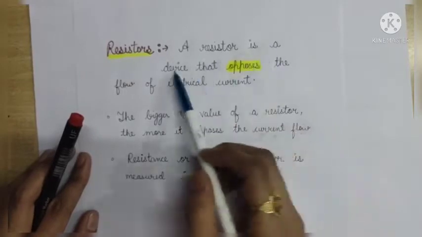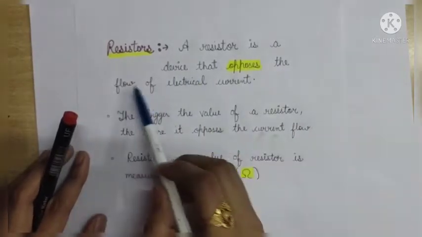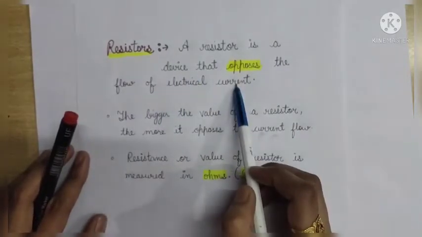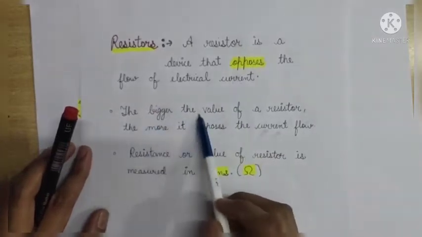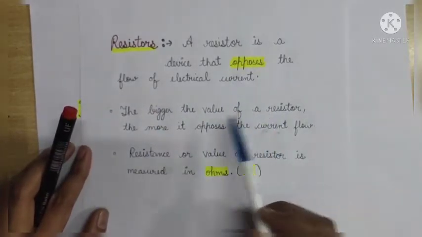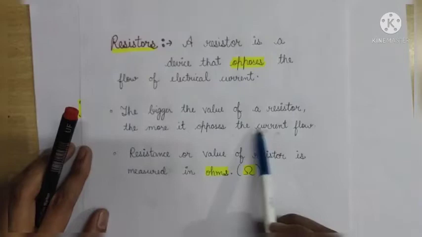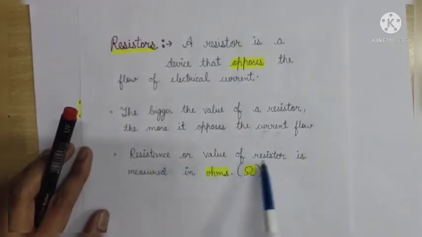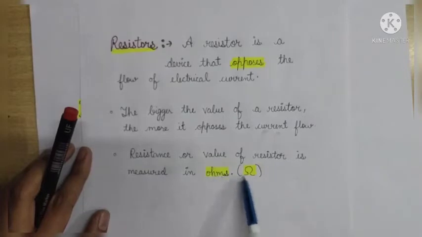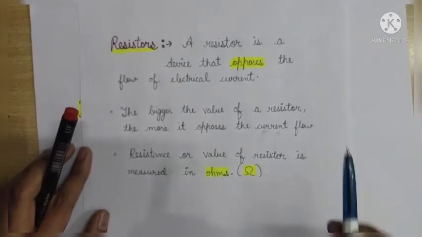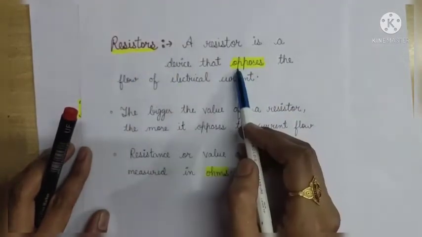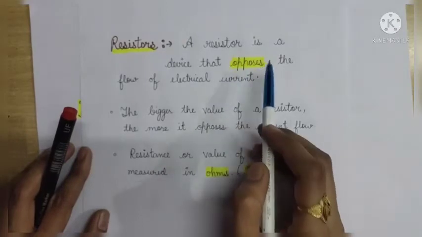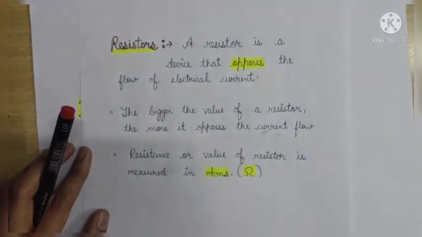A resistor is a device that opposes the flow of electrical current. The bigger the value of a resistor, the more it opposes the current flow. Resistance, or value of resistor, is measured in ohms and this is its symbol. So a resistor is a device that opposes the flow of electrical current. It resists the current.